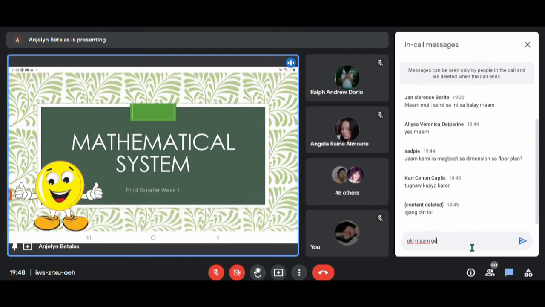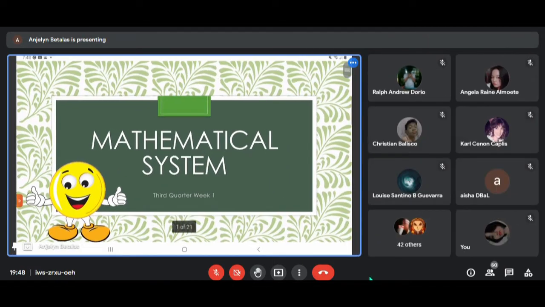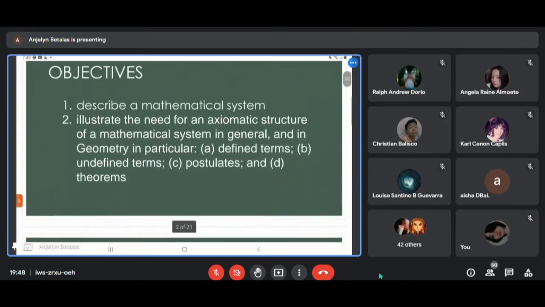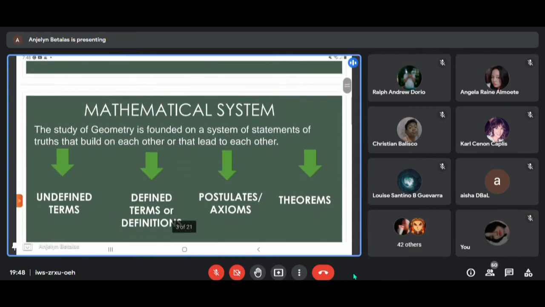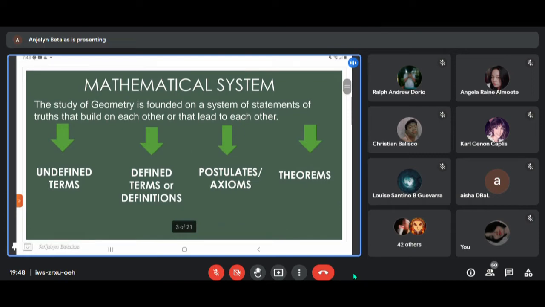Okay, so we're now in Mathematical System, third quarter, week one. So, good evening again. Our objectives for this day is to describe a mathematical system. Second, illustrate the need for an axiomatic structure of a mathematical system in general and in geometry in particular. So, these are the defined terms, undefined terms, postulates, and theorems. Sad to say, the PDF, you cannot see the flow.